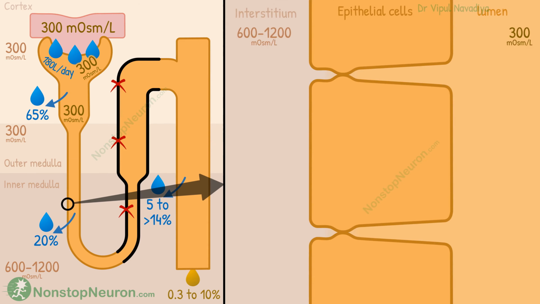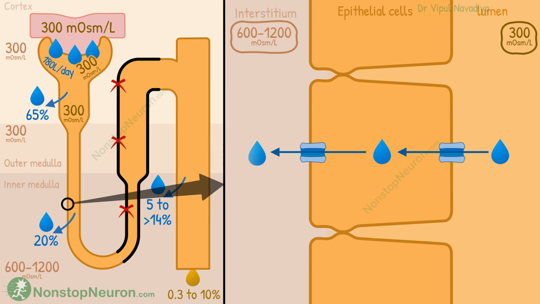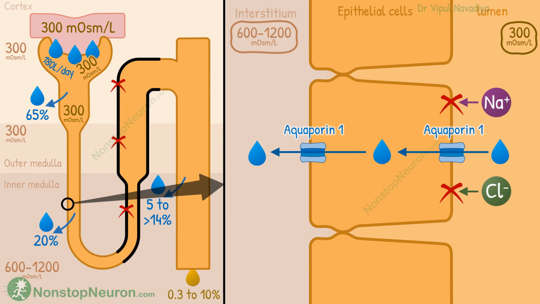Now the fluid enters the thin descending limb. Here, the interstitium is already hyperosmolar to the lumen. So water moves down this osmotic gradient. This movement occurs only by the transcellular route. And the transporter involved is again Aquaporin 1. Now, this portion of the nephron does not reabsorb solutes. So reabsorption of only water concentrates the fluid inside the lumen. Depending on the osmolarity of the interstitium, the osmolarity in lumen can reach up to 600 to 1200.